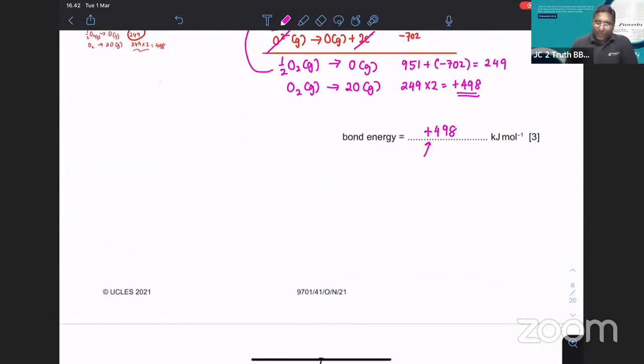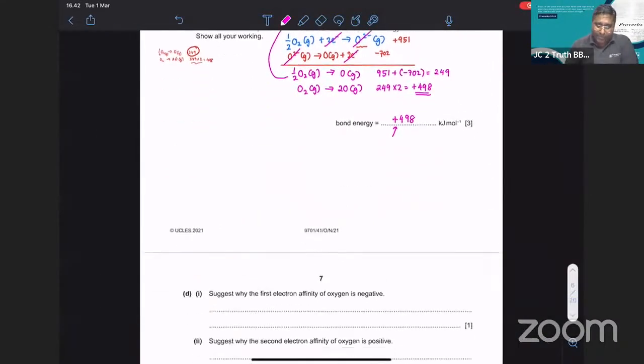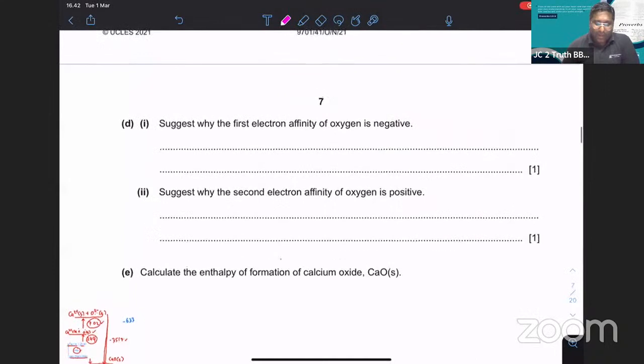You put the positive over there. Okay, that is the bond energy. Now, suggest why the first electron affinity of oxygen is negative.